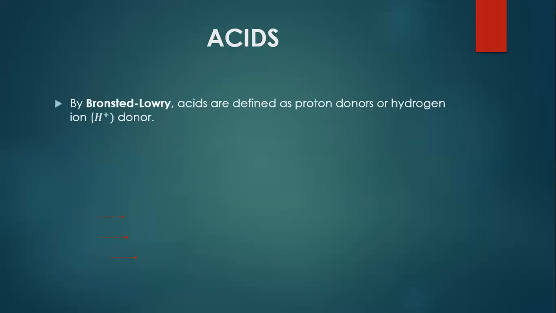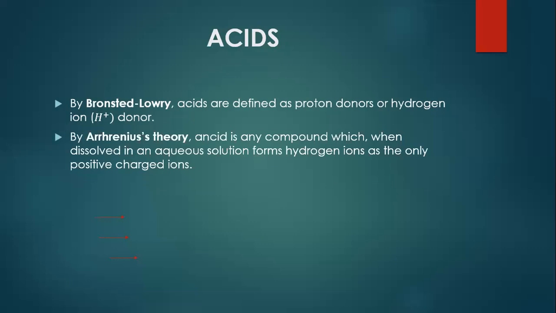Now, the simplest person that defined an acid is Bronsted-Lowry. He defined an acid as a proton donor or hydrogen ion donor. In other words, he defined an acid as a substance that donates protons or donates hydrogen ions. A simple definition that you can have.